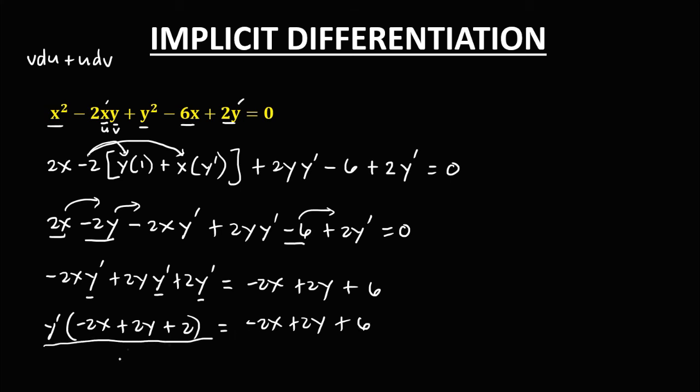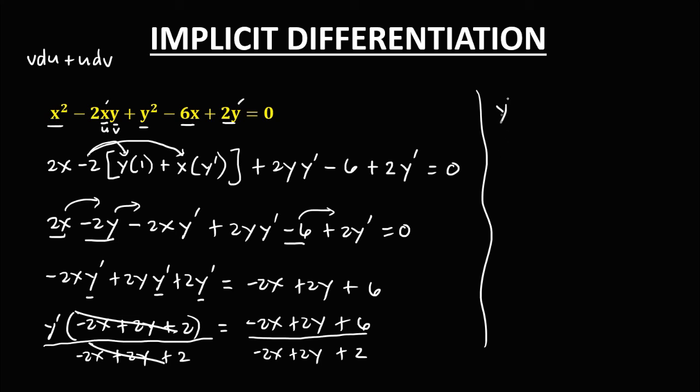Then to solve for y prime, divide both sides by this negative 2x plus 2y plus 2. And also for this side, negative 2x plus 2y plus 2. Then cancel, so y prime equals, for this equation, since we can factor out this negative 2, if we put this negative 2 outside, this negative 2x becomes positive, then this positive 2y becomes negative y, and this 6 divided by negative 2, this one is negative 3.